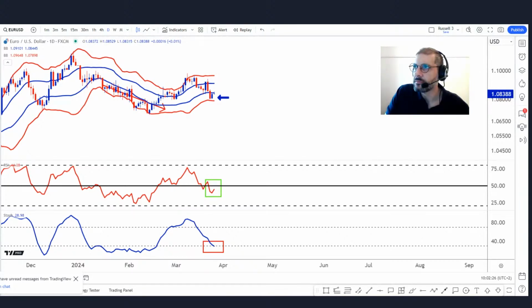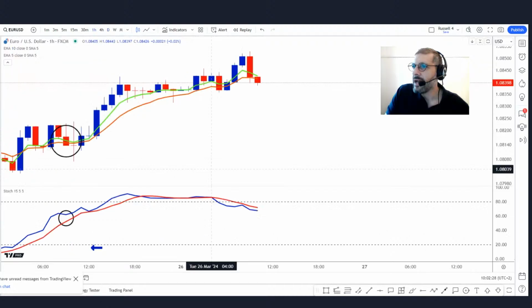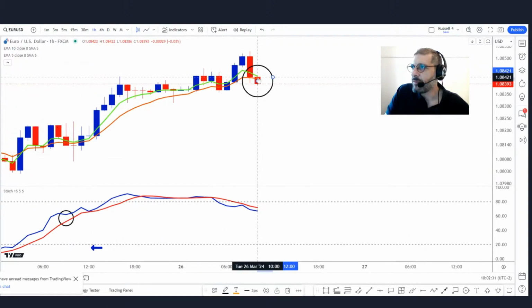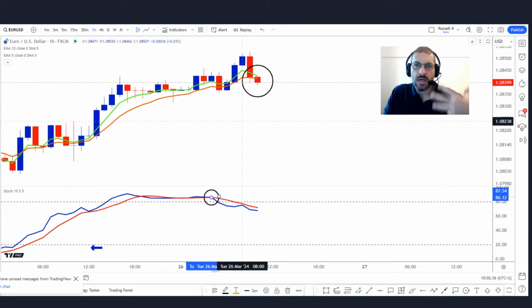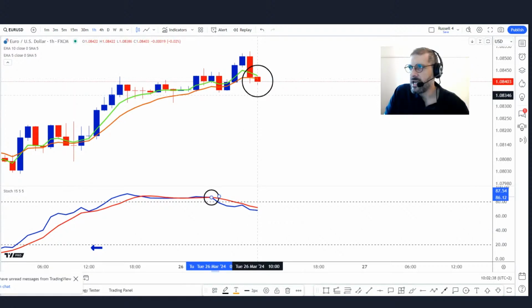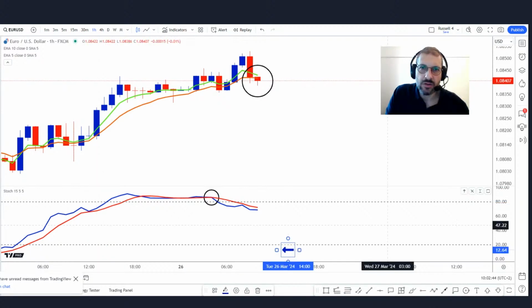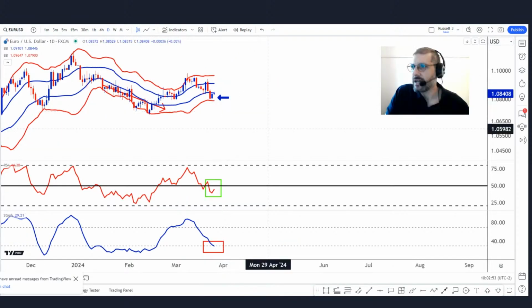It looks as if we're about to get a cross down in the euro. The stochastic has already crossed down. So if we get a cross down in the euro EMAs, and the stochastic starts making its way to the lower quintile, then we are lining up with the daily chart. Then the daily chart is starting to show some influence over the lower time frame. Let's take a look at one more.